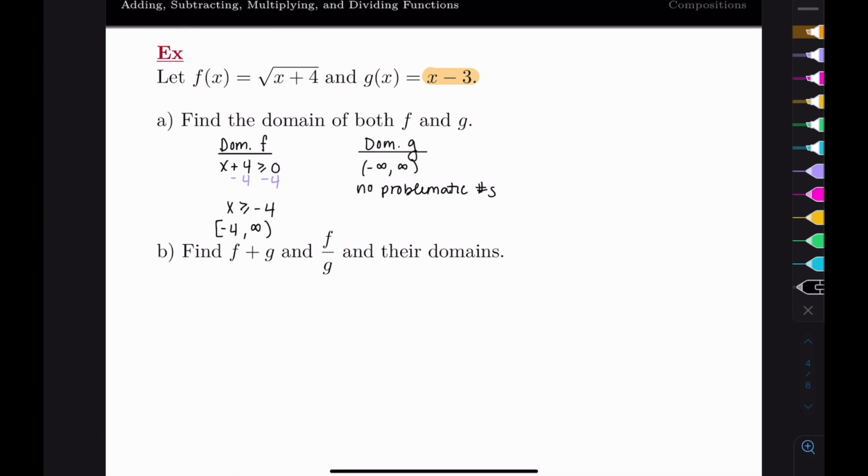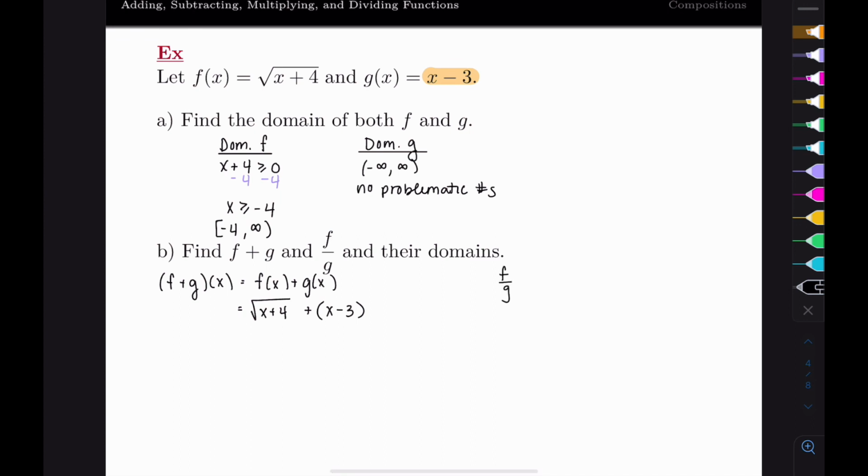So now when I go to find these combined functions using our operations, let's start with finding f plus g. We'll deal with the expression for both of these, and then we'll deal with the domain. All this means is take the function f of x and add to it g of x. So I take the function square root of x plus 4 and I add to it the function x minus 3. In all honesty, that's as far as I can take this. I can't combine anything else. I can't break the square root down. I have no like terms. This is as far as it goes.